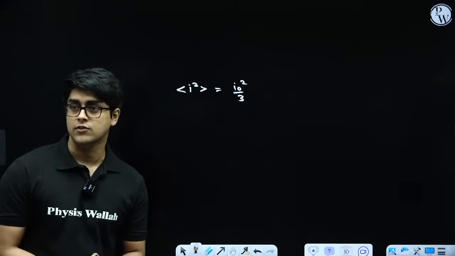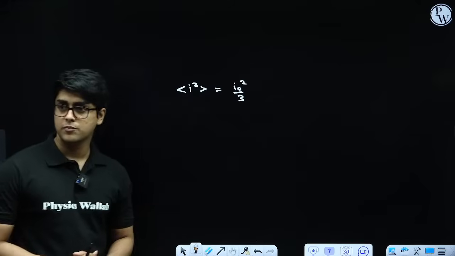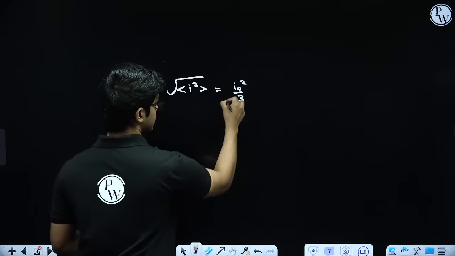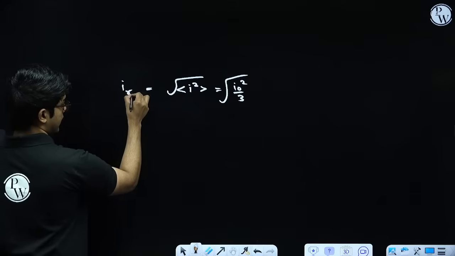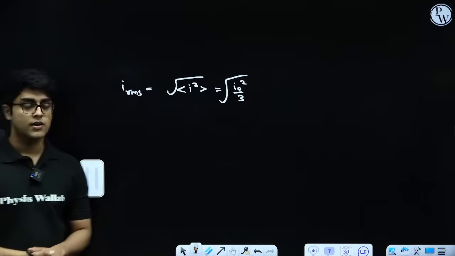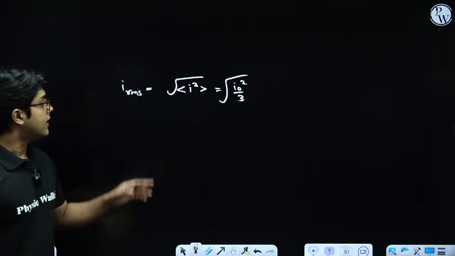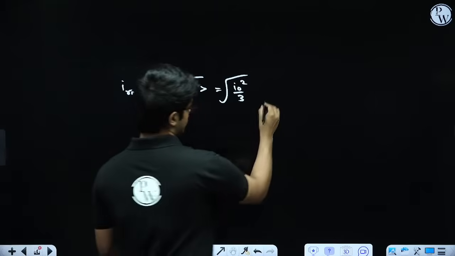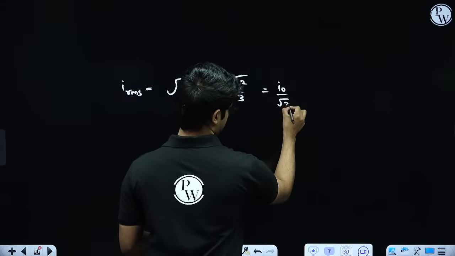Now we have the average value, so we just take the square root. This is simply going to be the IRMS value. So the first step is to find the I square function. Then we find the average using integrals. Then we take the square root, and finally we get the IRMS, which is simply I naught divided by square root 3.